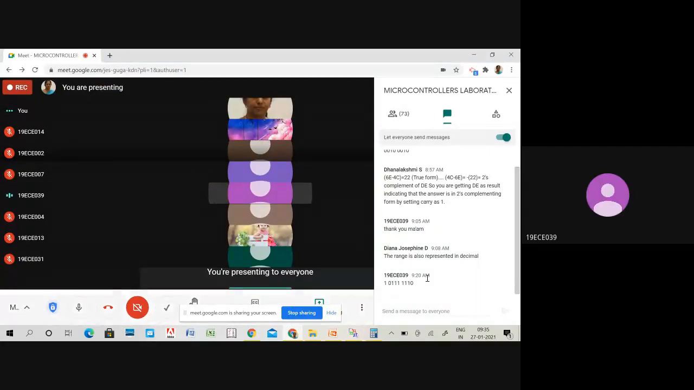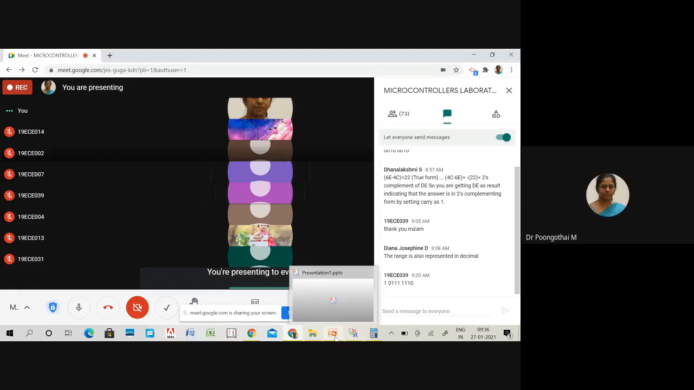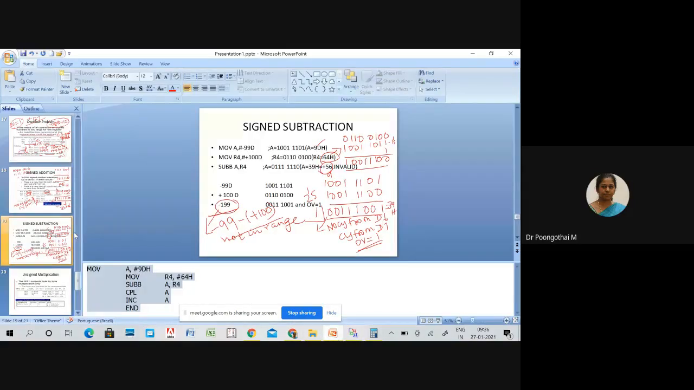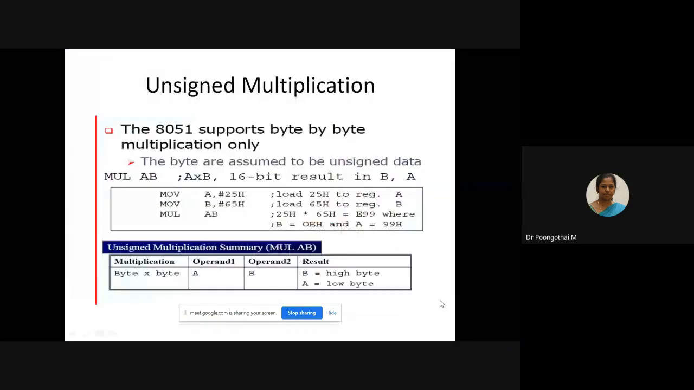Yes, ma'am. Any other doubts? So shall we move on to the next instruction, multiplication and division? Any other doubts in signed and unsigned addition, subtraction? Students, please respond. Do you have any doubts? No, ma'am. Okay. So next one is the unsigned multiplication.